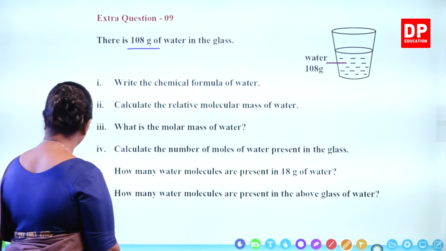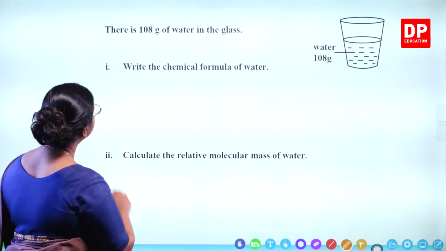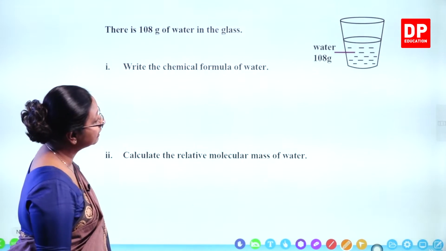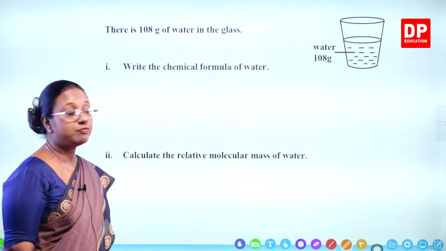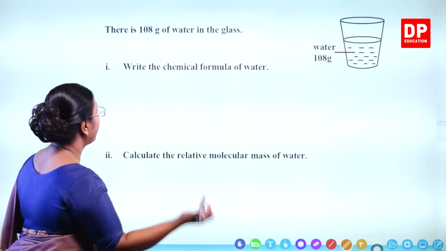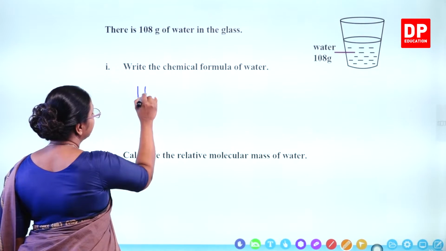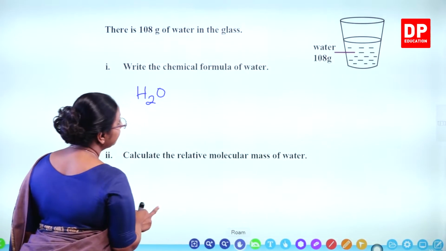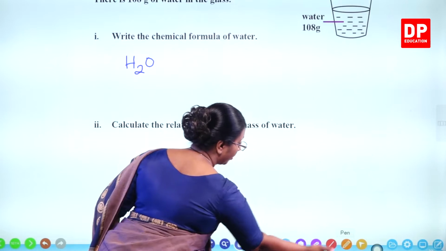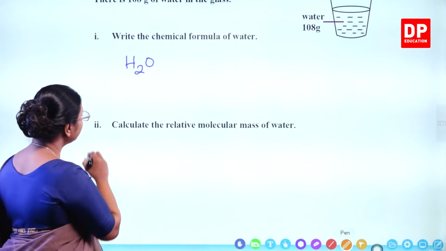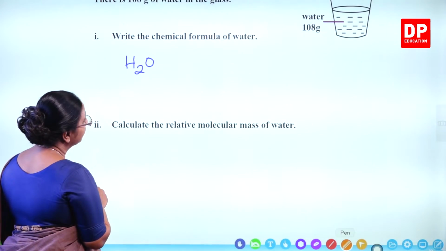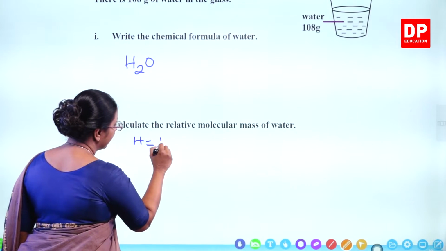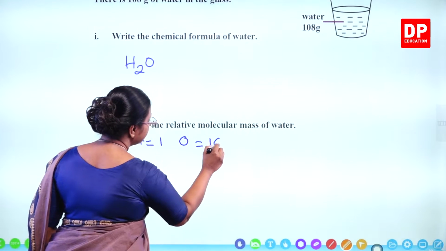So now I am going to do the calculation for the first one. There is 108 grams of water in the glass. Write the chemical formula of water. Very simple. It is H2O. Calculate the relative molecular mass of water. Now it is very simple to you also. You need to remember the relative atomic mass. As you know, hydrogen is 1, oxygen is 16.